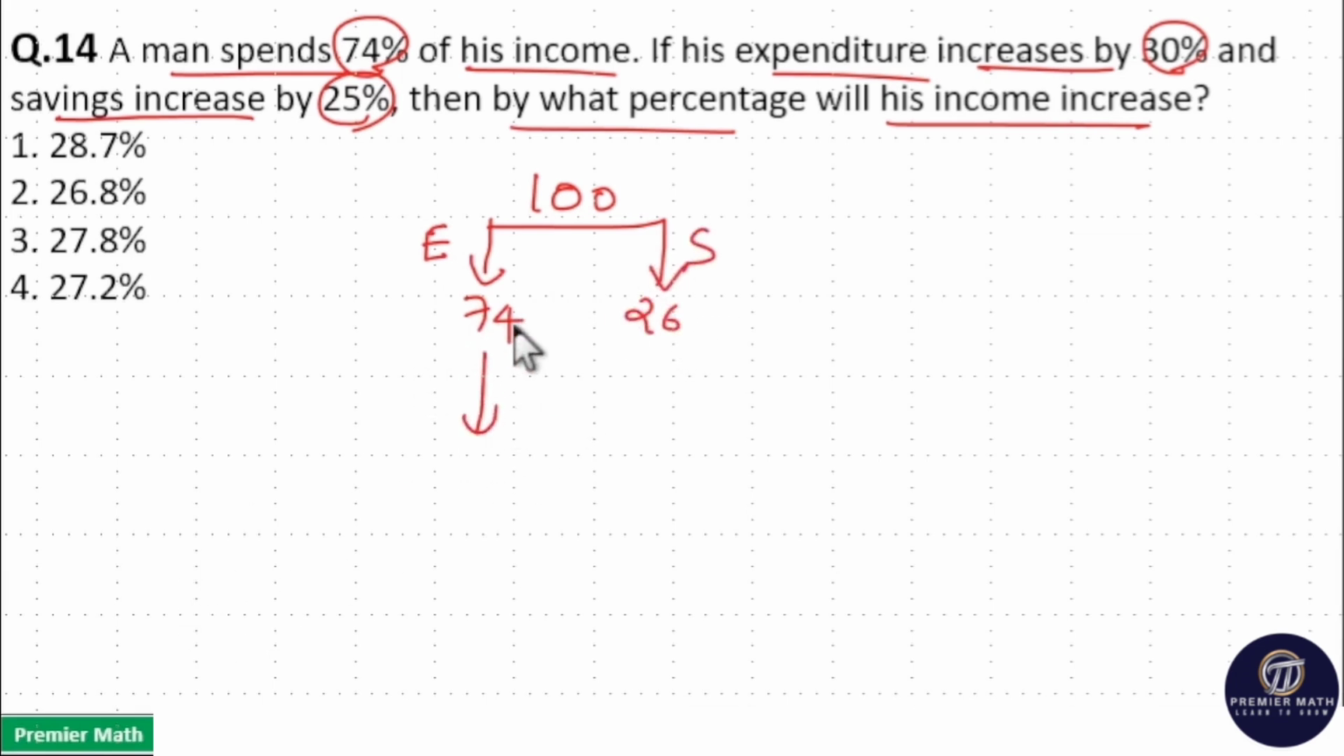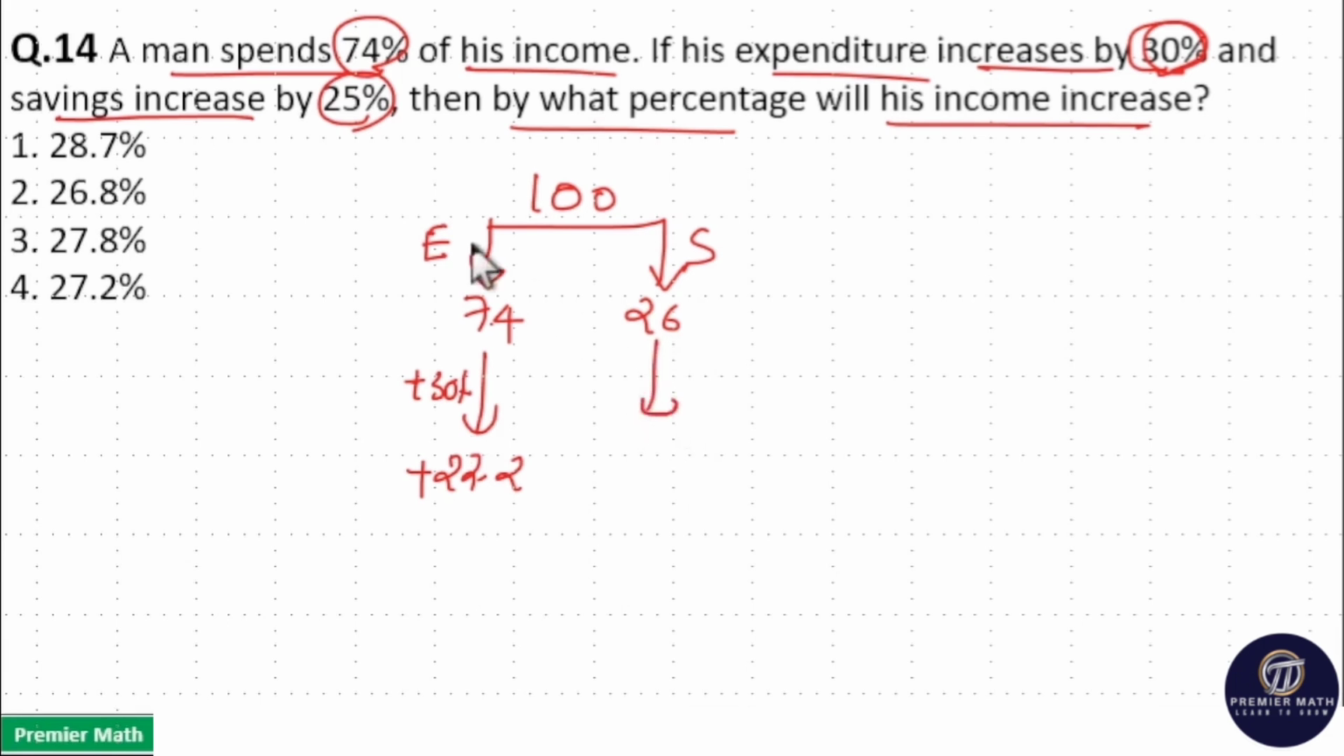Now out of the 74, his expenditure increases by 30%. Now, increment of 30% in this 74 means 10% of 74 is equal to 7.4. So, 30% is 3 into 7.4. 3 into 4 is 12, 1. 3 into 7 is 21 plus 1, 22. So, 22.2 rupees increment in the income.